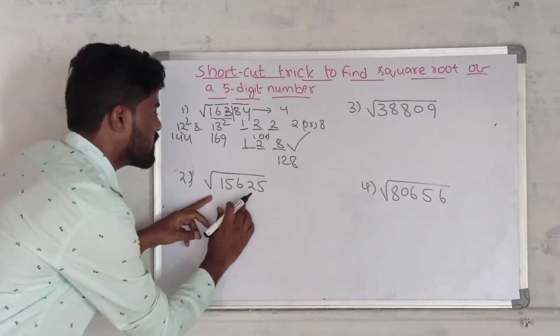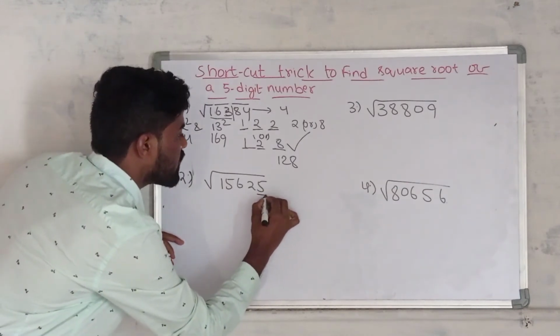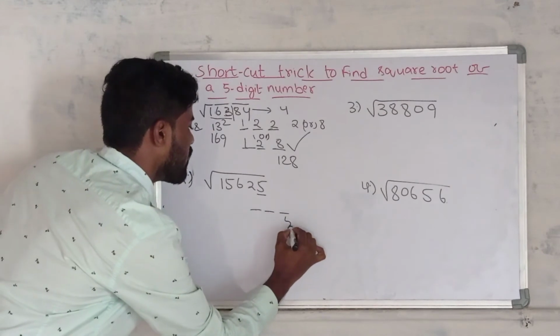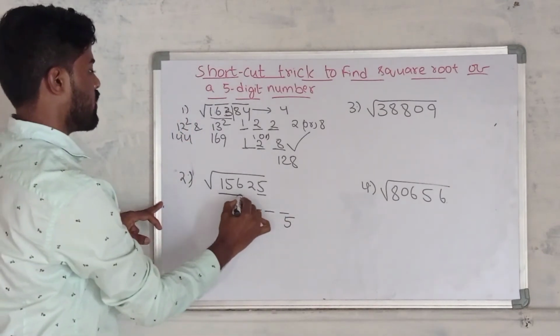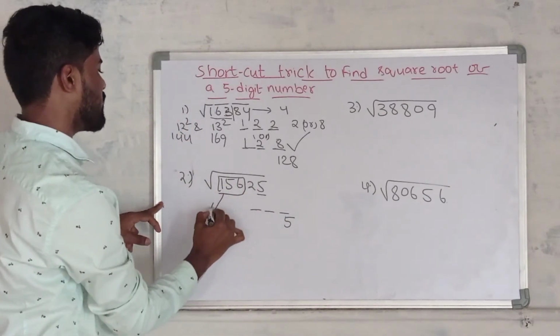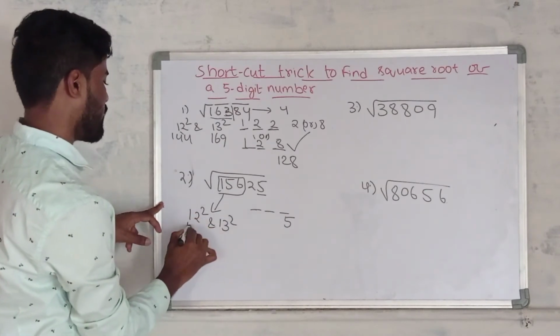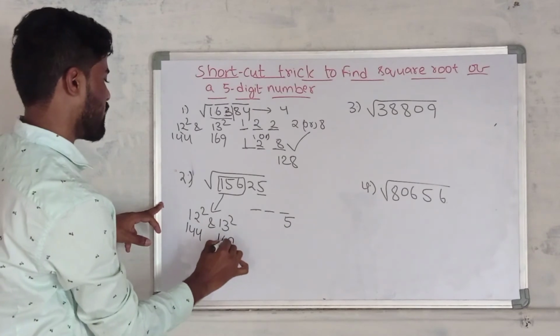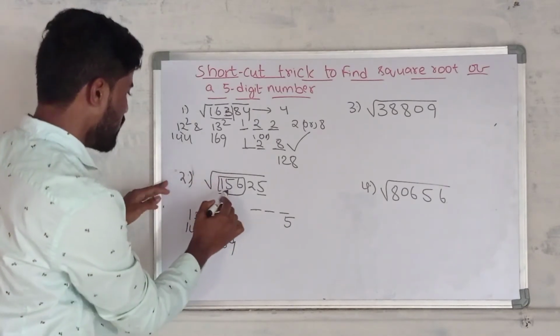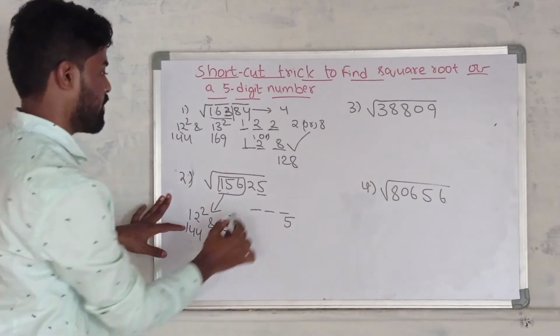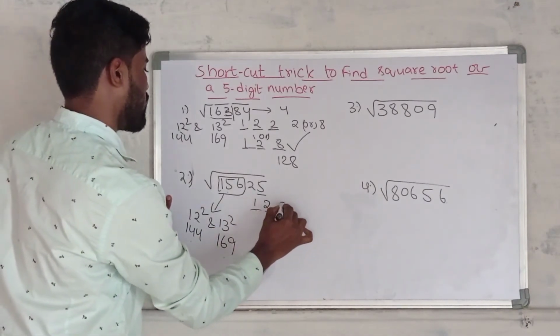Now we will solve this example. Here the last digit is 5. The first digits, 156, are between 12 square and 13 square, that is 144 and 169. If we observe carefully, 156 is close to 144, not 169. Our answer is 125.